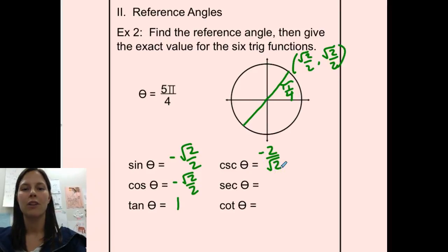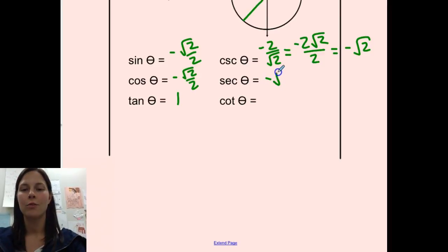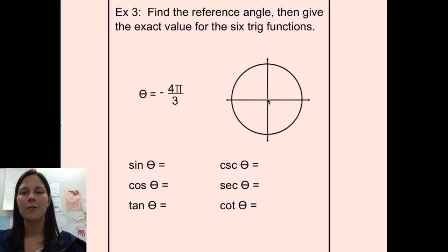Of course, we need to rationalize that. Remember, the shortcut is you move the radical up to the numerator and you drop the radical in the denominator. In this case, we can also simplify that 2 over 2 cancels, leaving us with negative root 2. Of course, since sine and cosine are equal, cosecant and secant will also be equal, and cotangent, the reciprocal of 1, is 1.